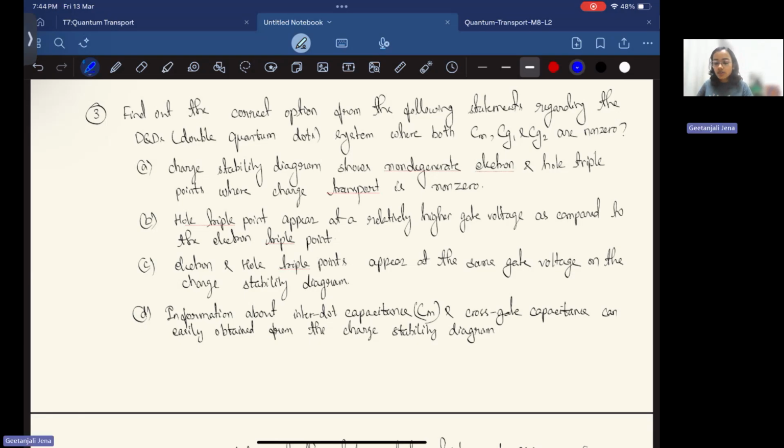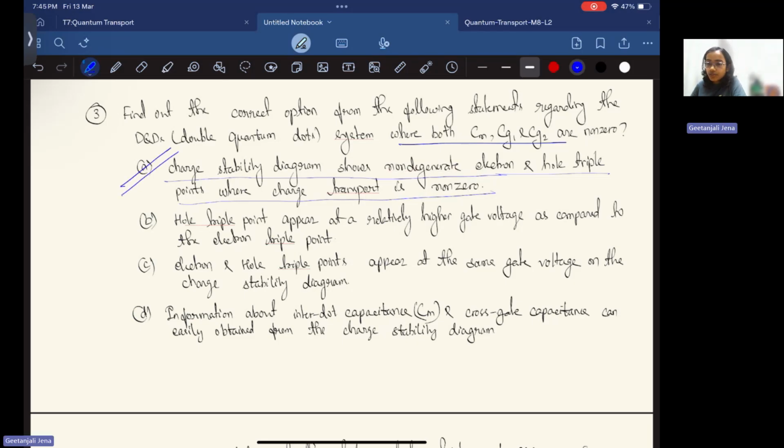Question number 3, find out the correct option from the following statement regarding the double quantum dot system under the condition where CM, CG1, CG2 are non-zero. So which of this is true? Option A, charge stability diagram shows non-degenerate electron and hole triple points where charge transport is non-zero. This is true.